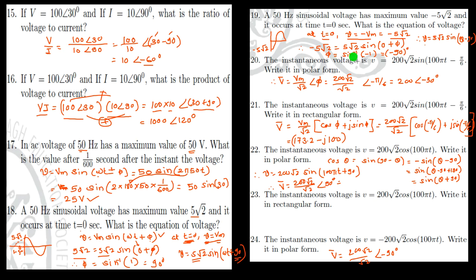So how do you calculate the phi? Sine inverse of minus 5 by root 2 divided by 5 by root 2. So it will give you minus 1. So sine inverse of minus 1 is minus 90. So in this equation it is 5 by root 2 sine of omega t minus 90.